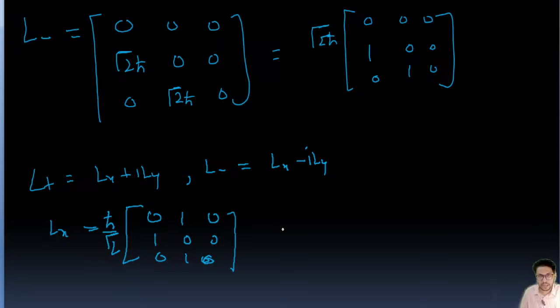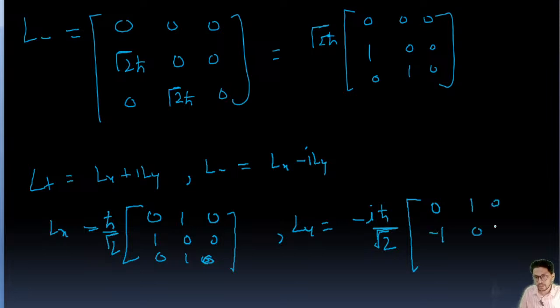This is the value of Lx, and similarly the value of Ly is minus iota ħ by root 2 times the matrix 0, 1, 0, minus 1, 0, 1, 0, minus 1, 0. Okay, these are the matrix representations of those operators.